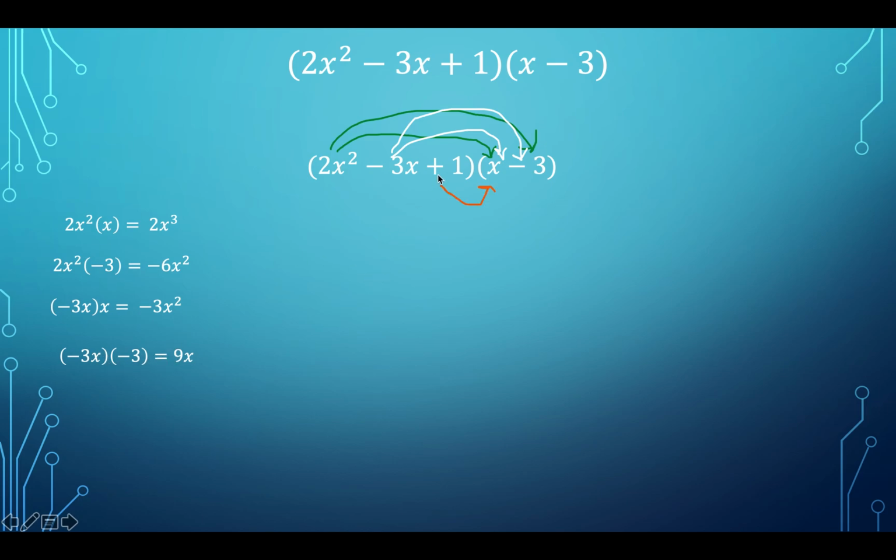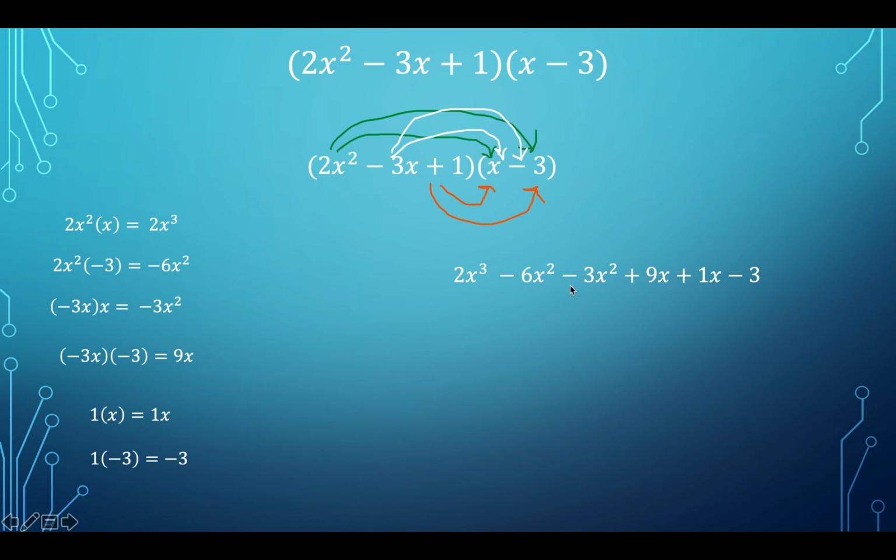Next, we're going to distribute this positive 1. So we're going to do 1 times x. 1 times x gives us 1x. And then we're going to also distribute the 1 to the negative 3. So 1 times negative 3 gives us negative 3.